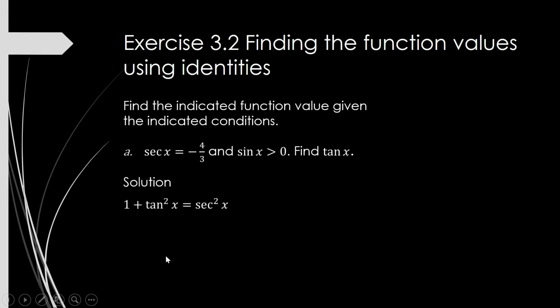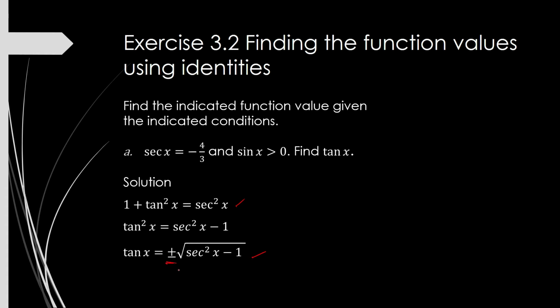So from our Pythagorean identities, 1 plus the square of tangent of x is equal to the square of secant of x. So how do we find tangent of x? Well, we do transposition, and then we obtain the square root. And so which sign do you use? This is where this information will come in. You have to choose, should this be positive or should this be negative?